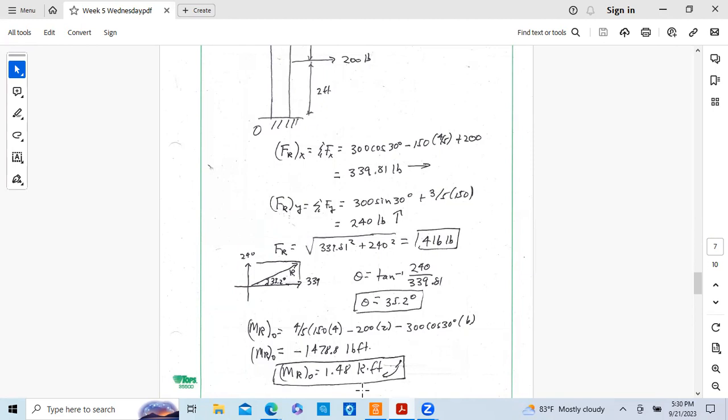And the total moment is going to be negative. Okay, so that is clockwise. And what I would do is, part of your answer is indicate the direction. So indicate it either clockwise or counterclockwise.